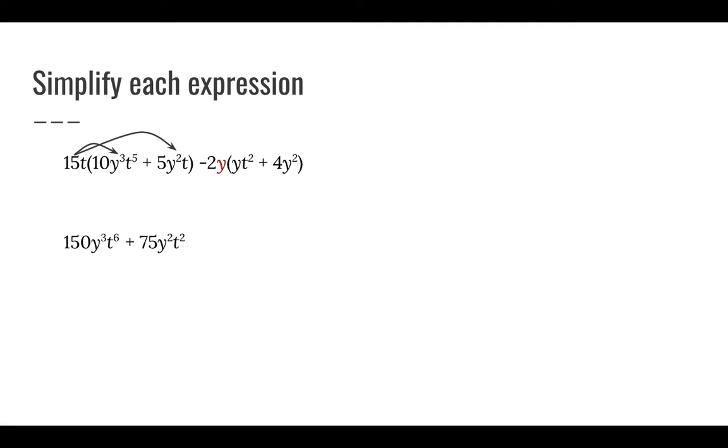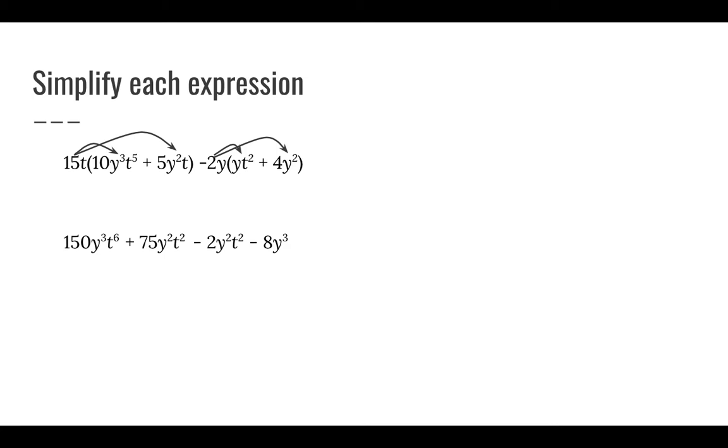Move over to the second parentheses. This time I've got a letter y out in front, so when I distribute, I am going to be adding the exponents for the variables that are y. So first distributive property, negative 2y times yt squared will turn into negative 2y squared t squared. And again, I kept t squared the same this time because it's not the same letter as y. Distribute a second time. Negative 2y times 4y squared will give us negative 8y to the 3rd.